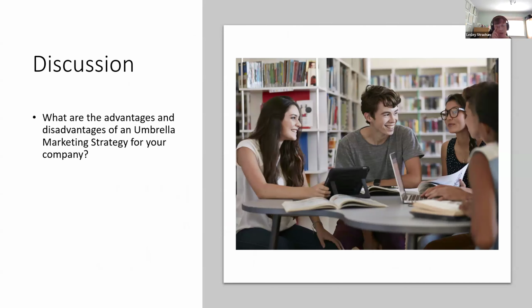So, apart from what I've just talked about now, we had a look at this in class. Can you find any other advantages or disadvantages of umbrella marketing strategy for your company? Again, maybe something that you would wish to write about, because one of the questions is related to a key marketing decision. It may be that you want to talk about umbrella strategies and how that works within the simulation.